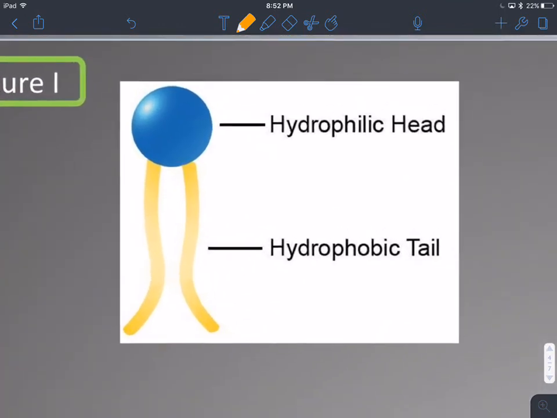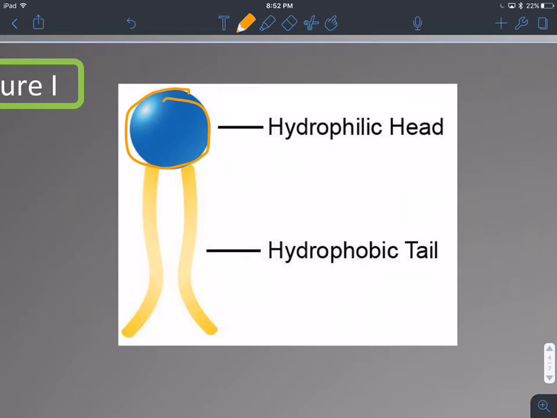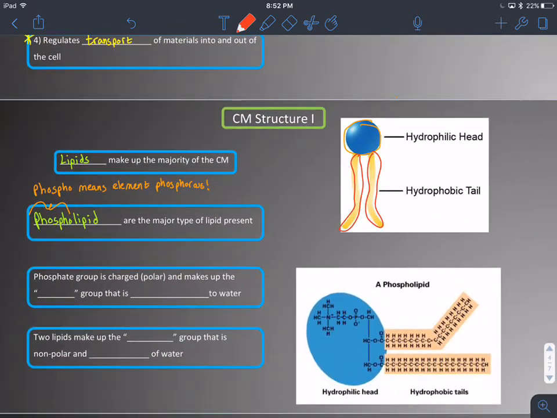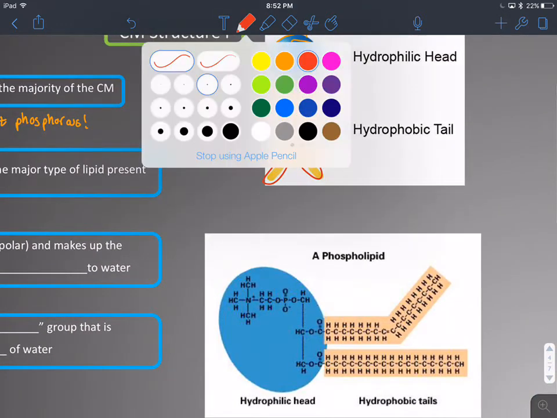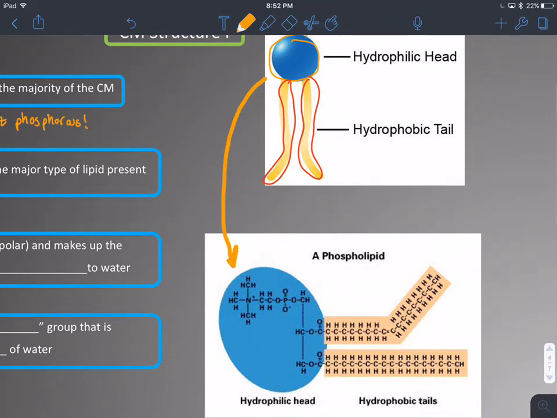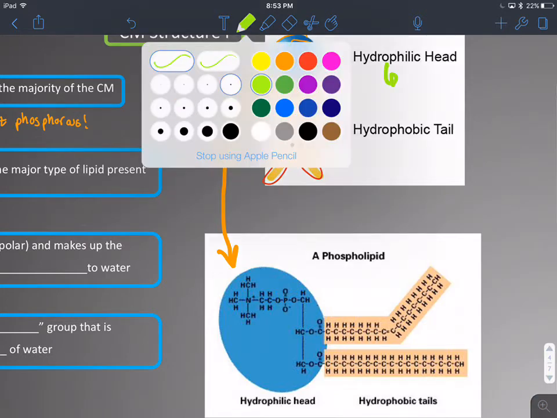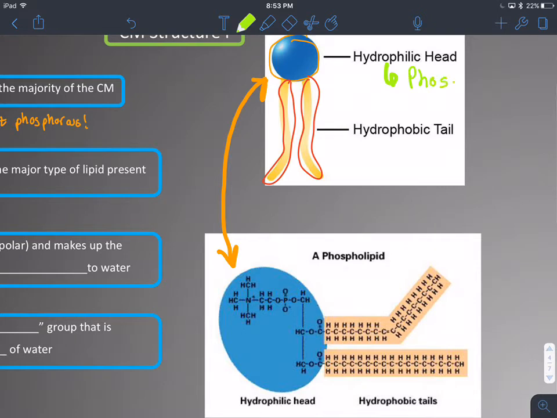Once again, you can recall that we have this hydrophilic head, and then we have these two little hydrophobic tails that come off. This is a really good picture. I want you guys to understand that this hydrophilic head that we're talking about right here is a phosphate group. The phosphate group is what gives us the positive charge. So if you want to write that, this is the phosphate group. That's the positively charged part of the lipid that's attracted to water.